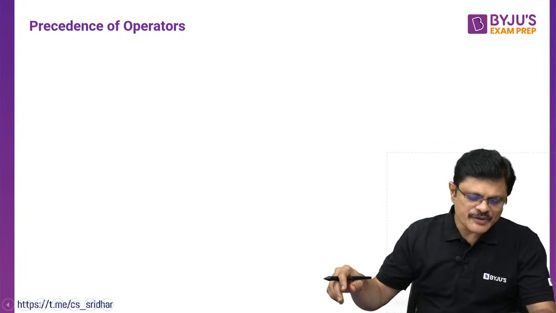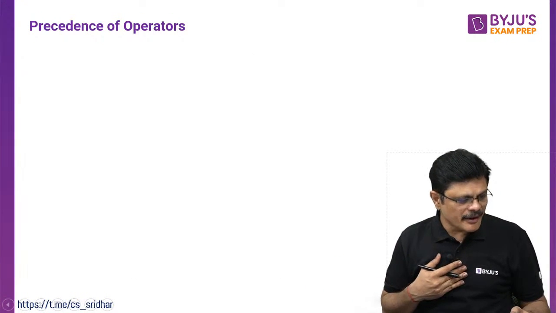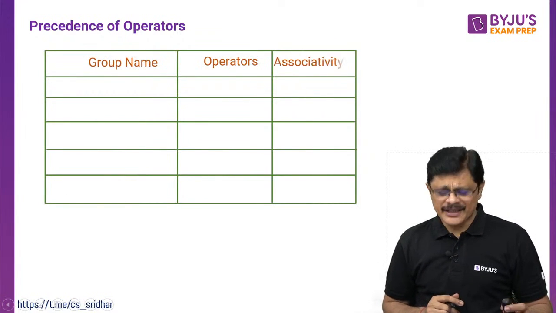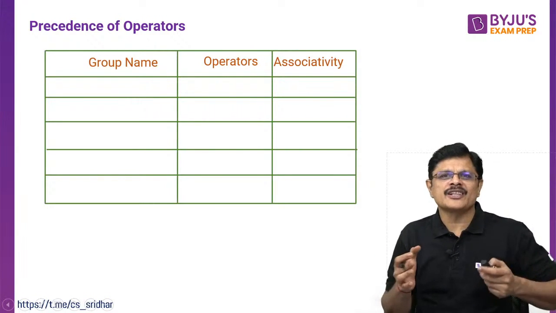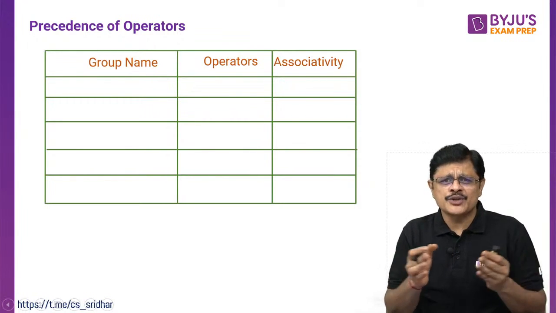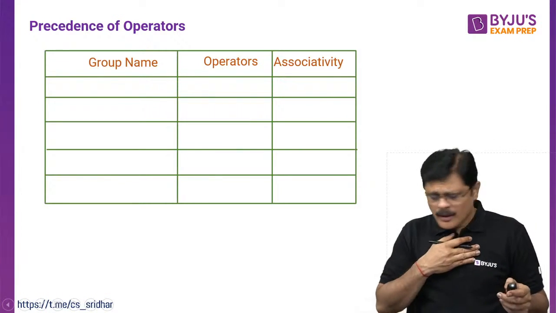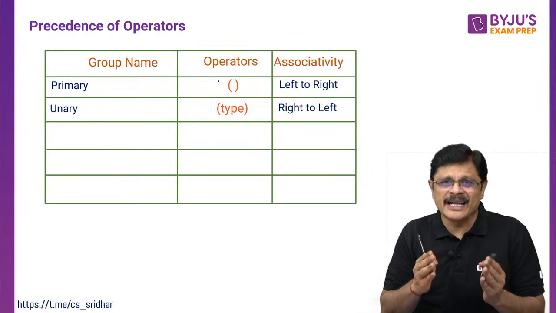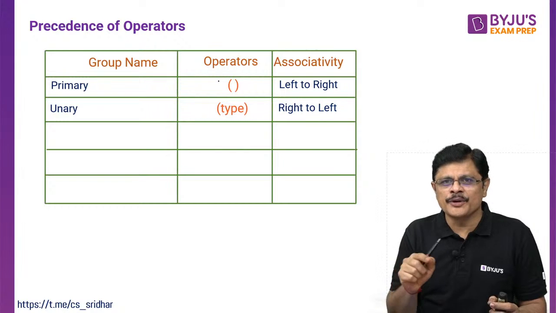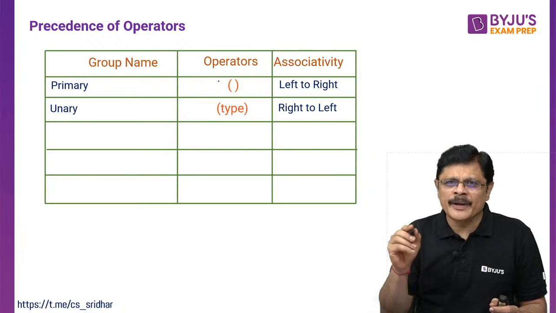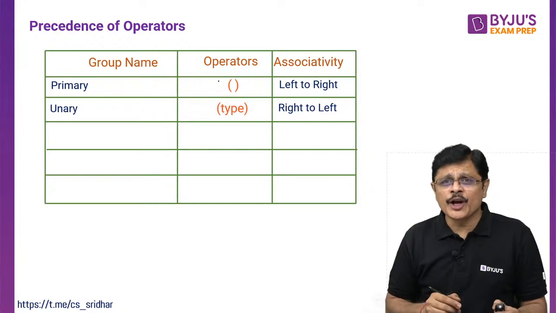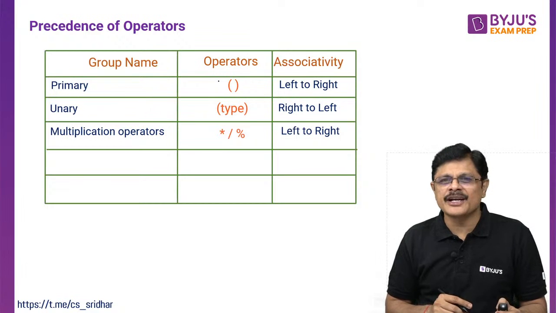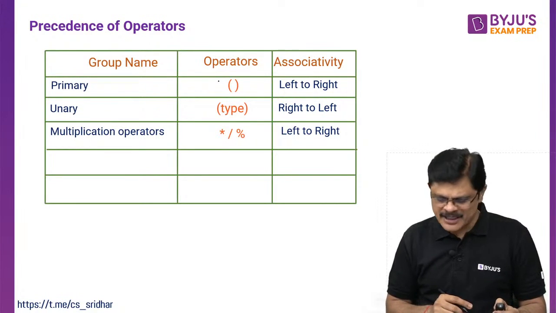So far the operators which we have seen are the following. These are the operators we have seen, grouped by name, because some operators together are grouped into some groups. Primary operators: so far we've seen the parenthesis, but there are other primary operators like square brackets, the arrow operator and the dot operator, which we'll see a little later. Then the unary operator, typecasting, which we've seen so far. Then multiplication, division and modulus are called multiplication operators, my dear friends.